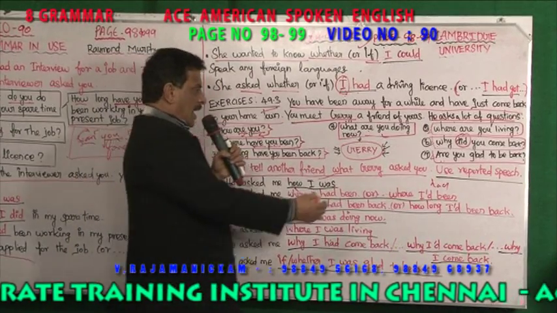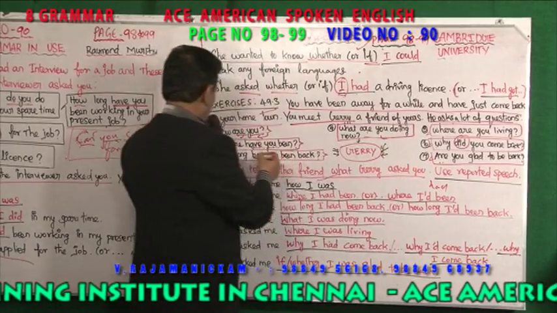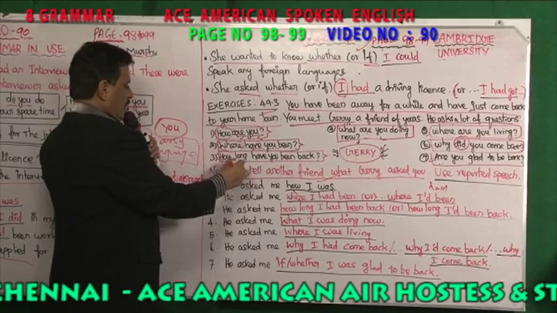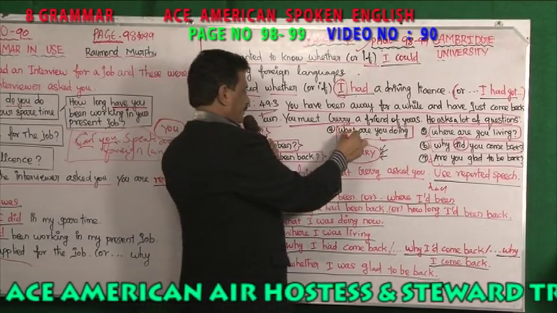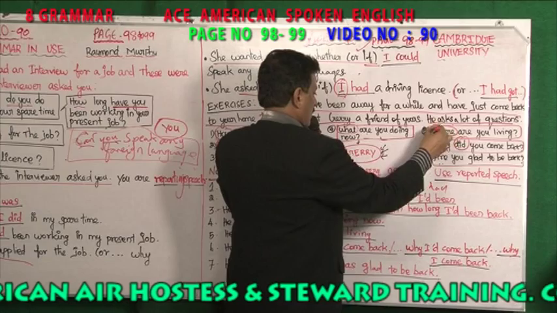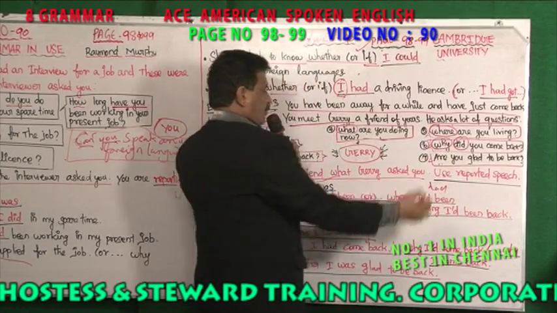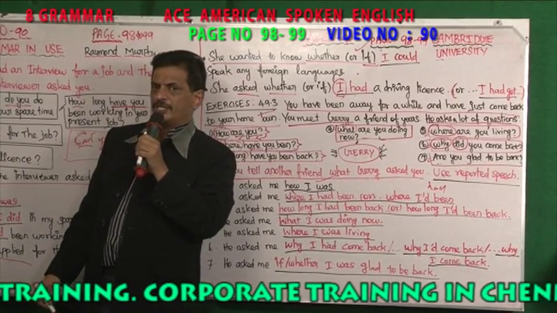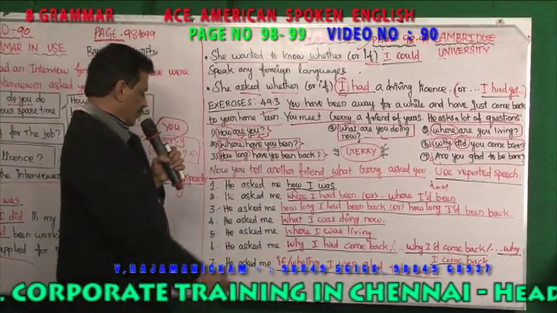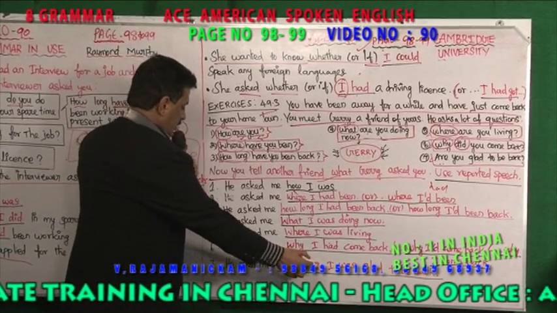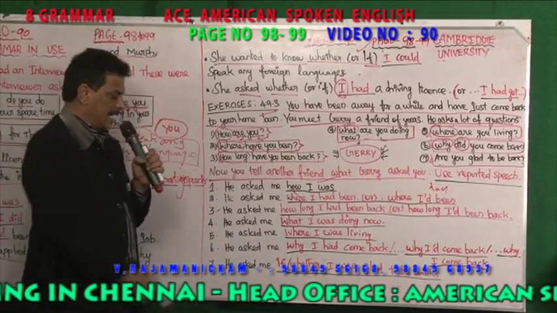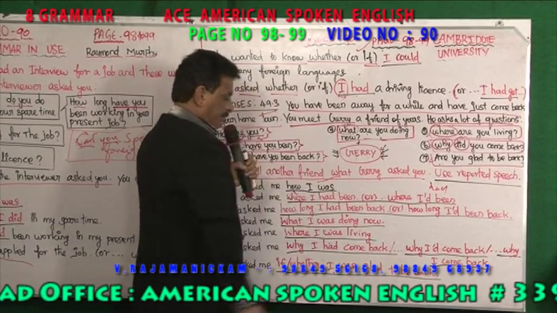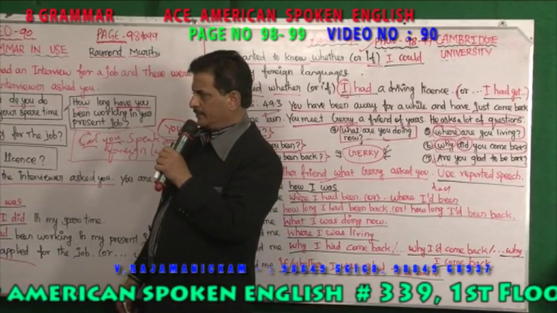He asked me, are you back? See, all these words are all information words. How, where, how long, what, where, why. Now here it starts with the verb are. So when it starts with are, you are using yes or no, right? When it starts with are, you are using yes or no. So here he asked me, you are using whether or if. He asked me whether, are you glad to be back, changes into whether I was glad to be back, right? Able to understand? Are you clear about it?